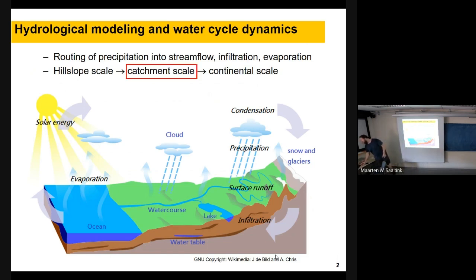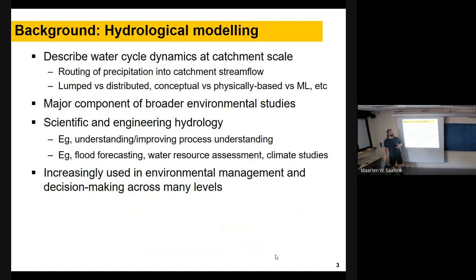Obviously, hydrology can be done at a range of scales, from hillslope to continental. Most of the work that I do is at the catchment scale. I think many of the ideas apply at other scales, but the context here is going to be the catchment. And a bit of background, just to get everyone on the same page: I'm going to be looking at the routing of precipitation to streamflow. There are other types of hydrological models that deal with other variables, but I'm more in the streamflow space.